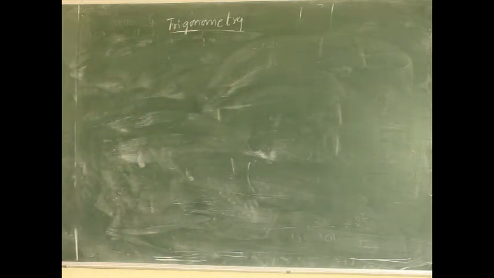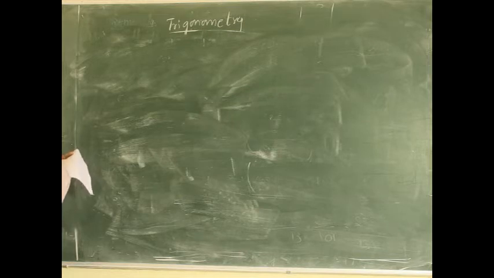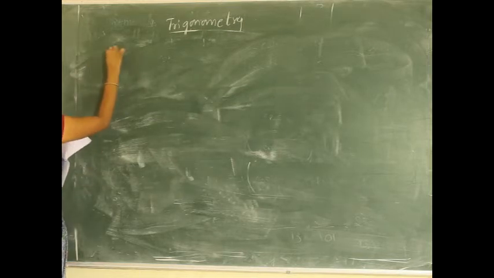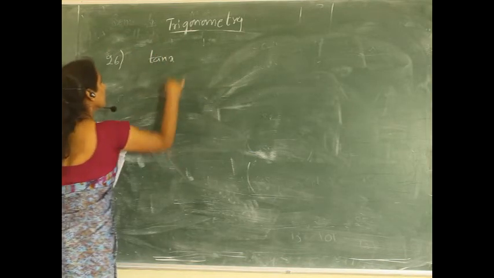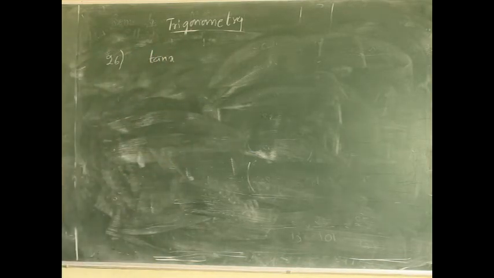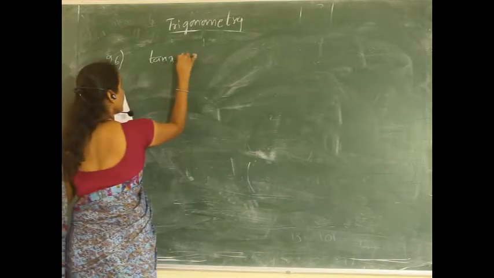If sin x by cos x into secant x by cosec x into tan x by cot x is equal to 9, then the value of x is? Sin x by cos x is tan x. Then secant x by cosec x: secant x can be written as 1 by cos, cosec x can be written as 1 by sin. So again we are getting sin by cos, so that is also tan x.